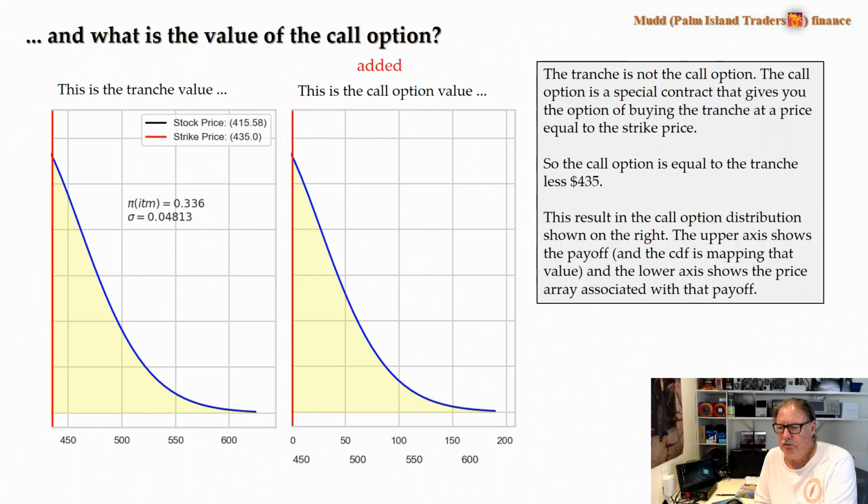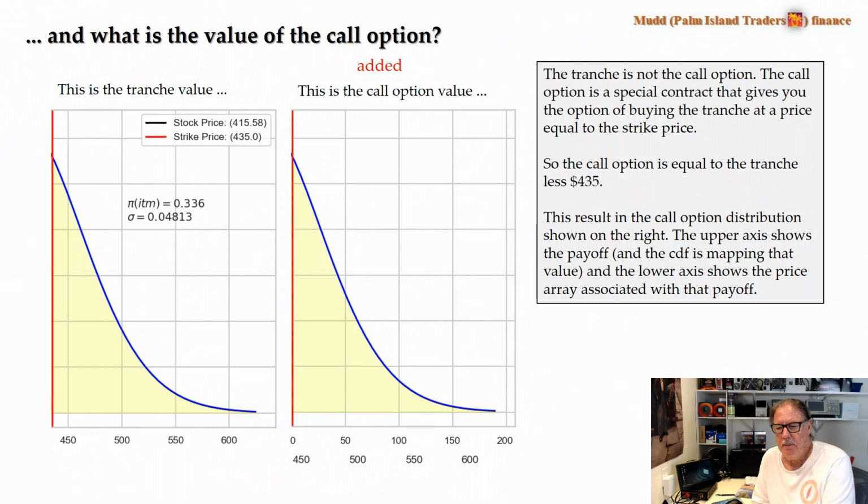The upper axis shows the payoff, and the cumulative density function, which we're not mapping, we're showing the probability density function. And so therefore the area underneath that represents the value of the asset in question. So for the tranche, the entire tranche is worth that integration underneath that probability density function, and the call is equal to the one that's on the right.